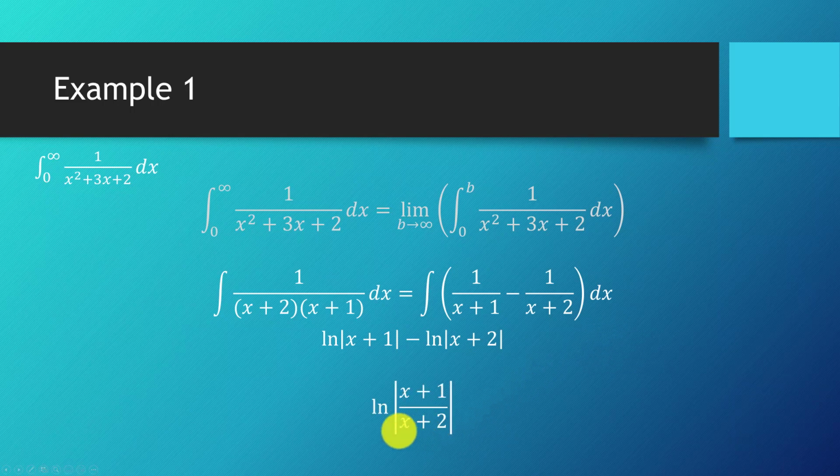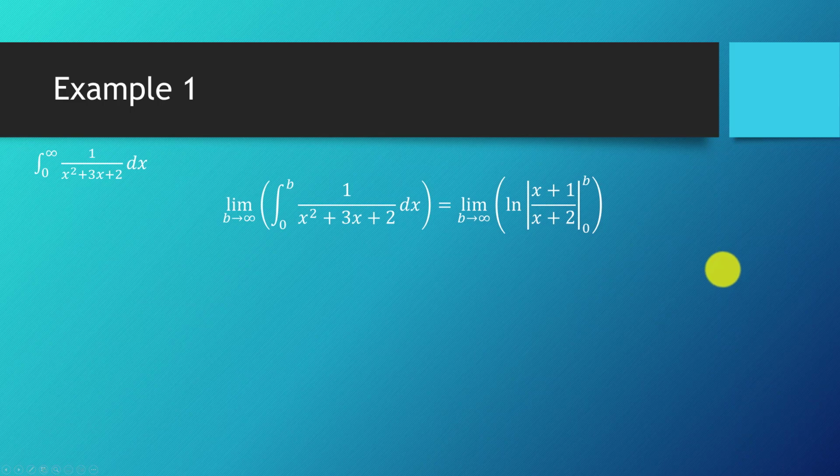So we'll combine this. They have the same base, so if we're subtracting on the outside we can divide on the inside. But natural log x plus 1 over x plus 2. Now let's put that back in. So we had the integral from 0 to b of this whole 1 over x squared plus 3x plus 2, but we just did that integral.